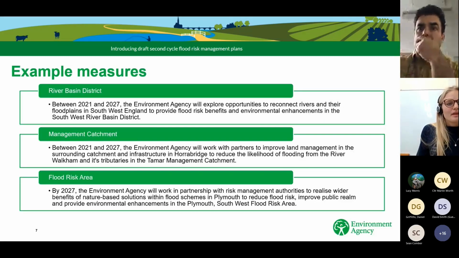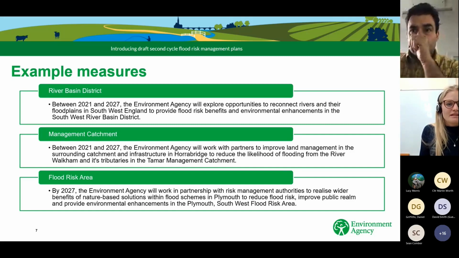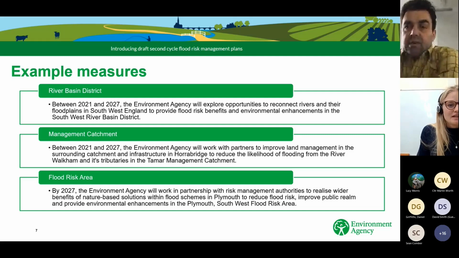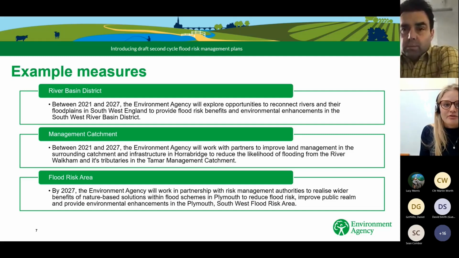So here you can see an example of what the different types of measures look like. The river basin district measures, I've picked out ones here that will hopefully be of interest to you in the Tamar management catchment. River basin district measures are very high level and tend to be something that we want to do across the whole of the southwest of England. So here we've got exploring opportunities to reconnect rivers with their floodplains. That's something that we'd like to do across all of the southwest.